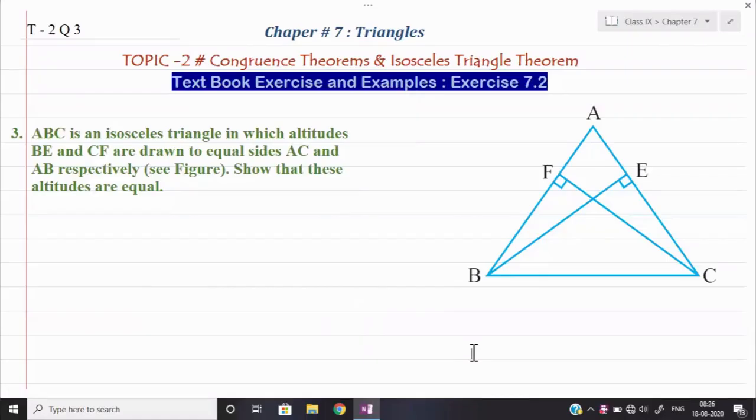Today onwards we are going to start question number 3 of exercise 7.2. Already we have finished the questions of 7.2. Two questions we finished in the previous session, question number 1 and 2. So today we are starting from the third question. Let us see what they are saying in the third question.